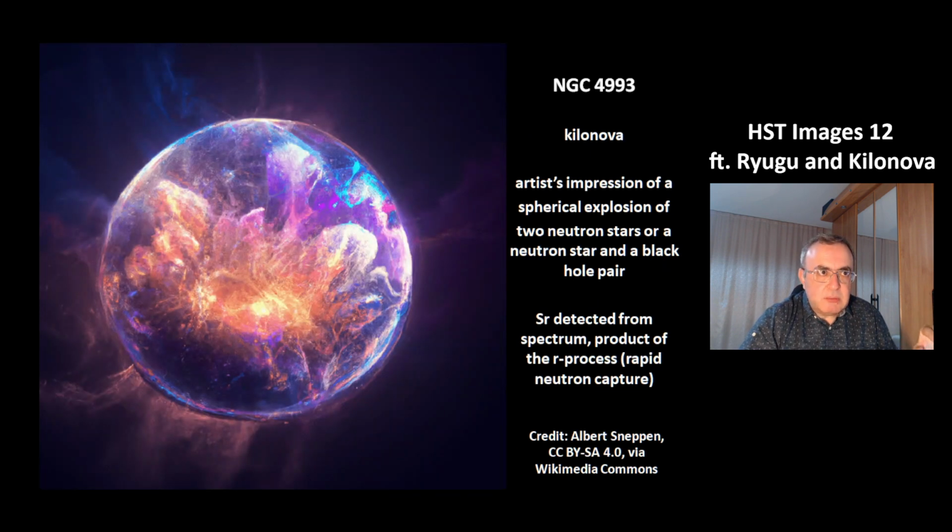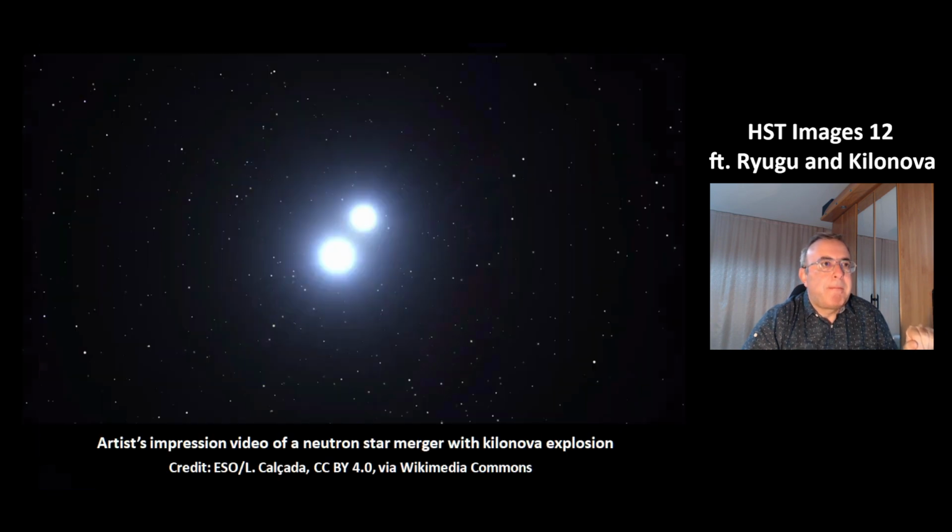And this is the artist's impression of this event of the merger of two neutron stars, or a neutron star and a black hole. This is called a kilonova. And from the spectrum of this event, the chemical element strontium was detected, the product of the R process, which is a nuclear reaction. It's a rapid neutron capture reaction. This is an artist's impression video of a neutron star merger with a kilonova explosion.